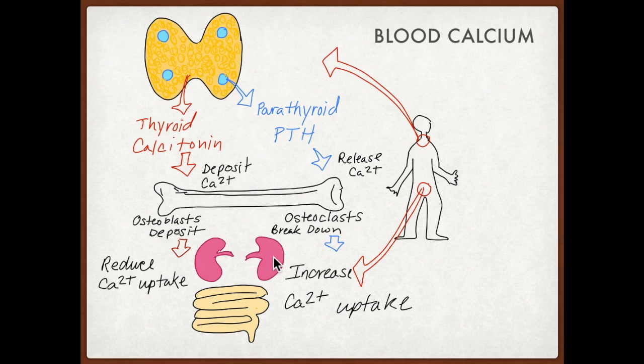Additionally, in the kidneys, you're going to have an increased reabsorption, so you're not going to allow the calcium that might potentially go out in the urine to go out. It's going to be reabsorbed and maintained in the bloodstream, so that would increase calcium levels, and you're going to increase absorption in the intestines. So again, all 3 of those mechanisms would be used to increase your blood calcium levels.